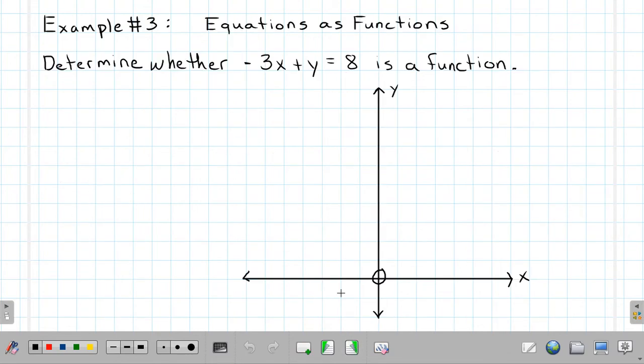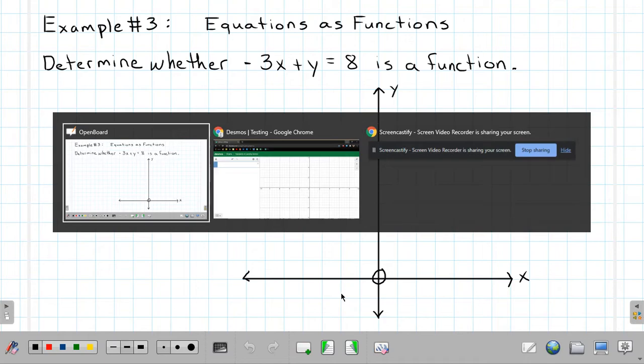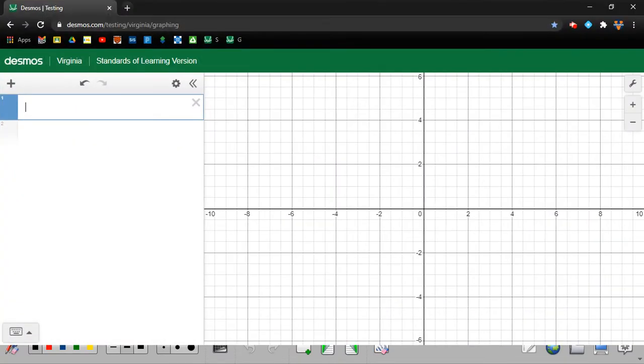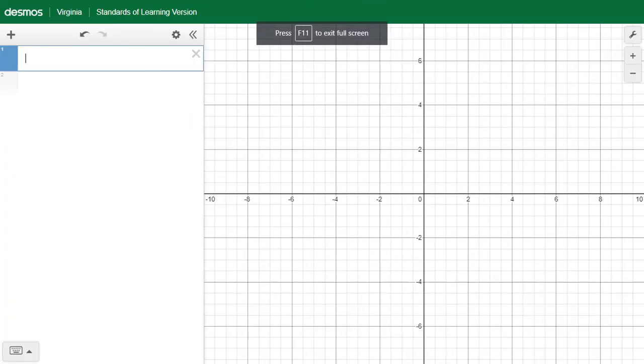So let's go ahead and look at example 3. Now, in this example, I am going to be using Desmos. So if you've got the link to Desmos on your Chromebook, you probably want to open that up if you want to follow along with this example, because I'm going to show you how to tell if an equation is a function or not, okay, by using Desmos. Now, what I mean by that is, well, let's open Desmos, okay. Well, Desmos is a graphing calculator here, okay.